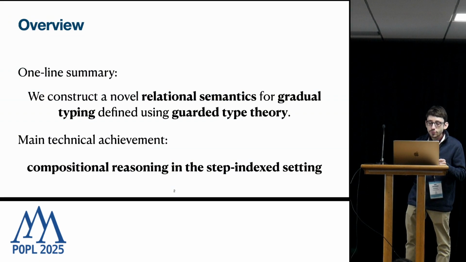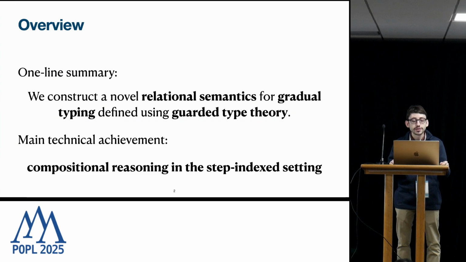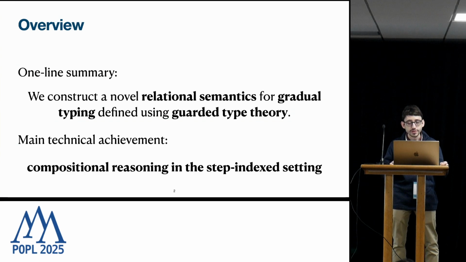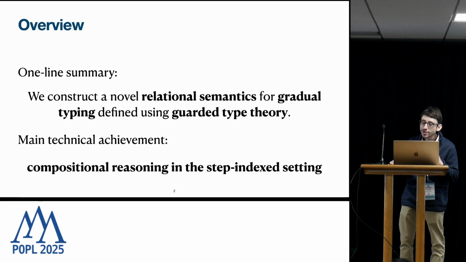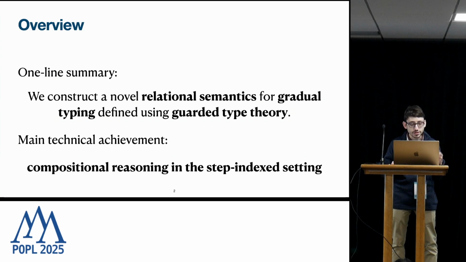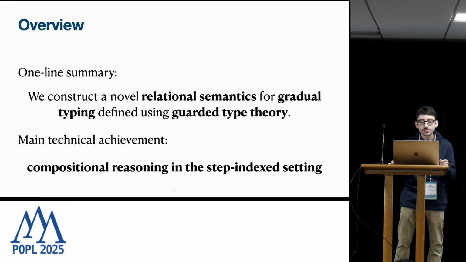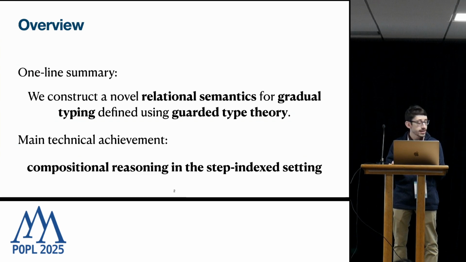So basically, our work here is about constructing a relational semantics for gradual typing using guarded type theory. And don't worry if any of those terms are kind of unfamiliar. We'll define all of them throughout the talk. And then along the way, we'll also highlight what we view as our key technical achievement of potentially broader interest, which has to do with facilitating compositional reasoning in the step index setting.